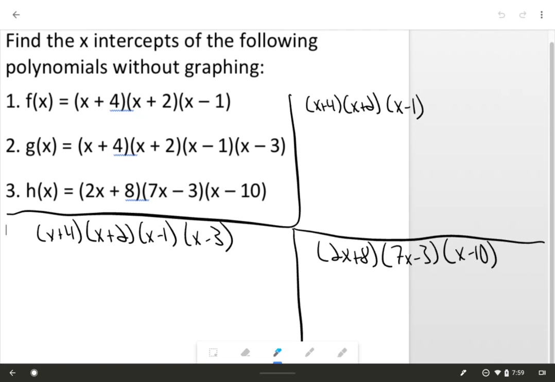So find the x-intercepts of the following polynomials without graphing. Okay, we know how to do this with quadratics. Now we can do this with other types of polynomials. We can simply take each factor. So for number 1, there are 3 factors. We'll take each of those and we'll set those equal to 0.